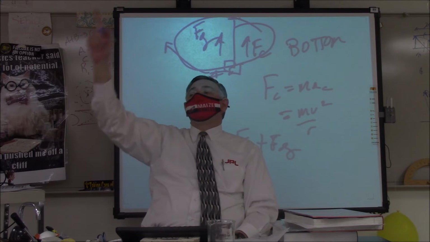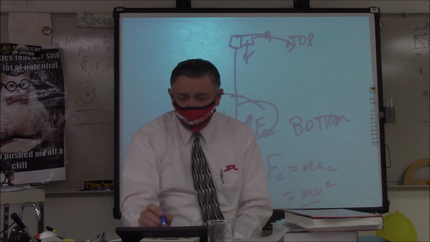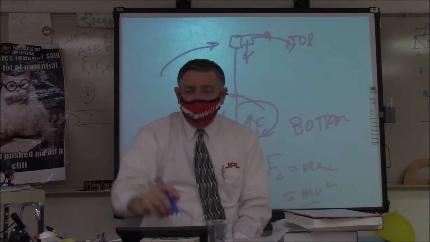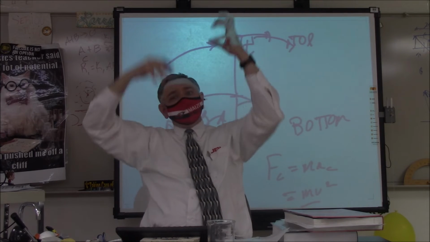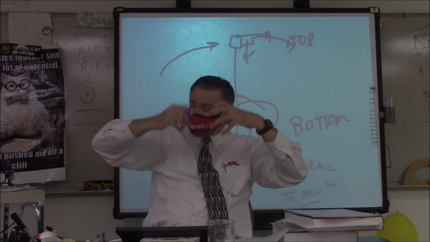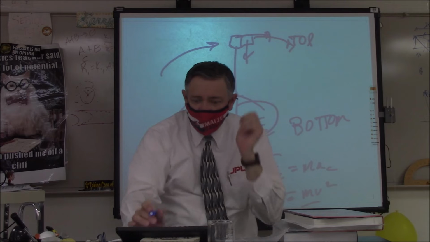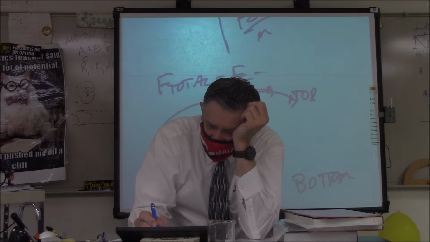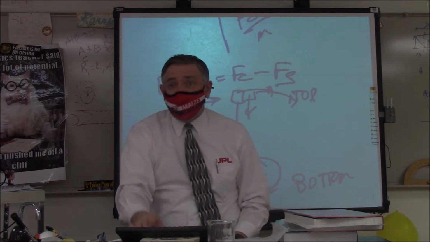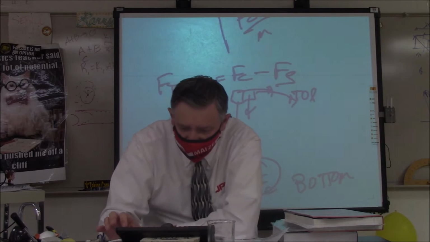Now, when you're at the top of the loop, gravity is actually helping you out. Gravity is providing some of that centripetal force because gravity is acting downward. So, when you're at the top, the total force that you feel is going to be Fc minus Fg. Now, you all intuitively understand this equation, and I'm going to show you why in just a second.